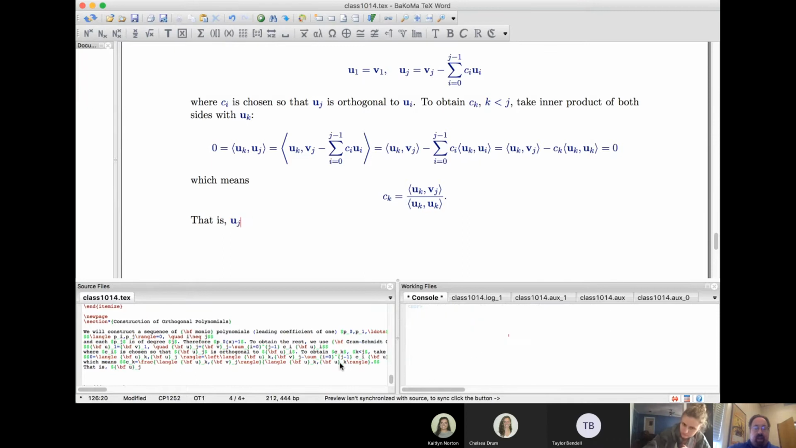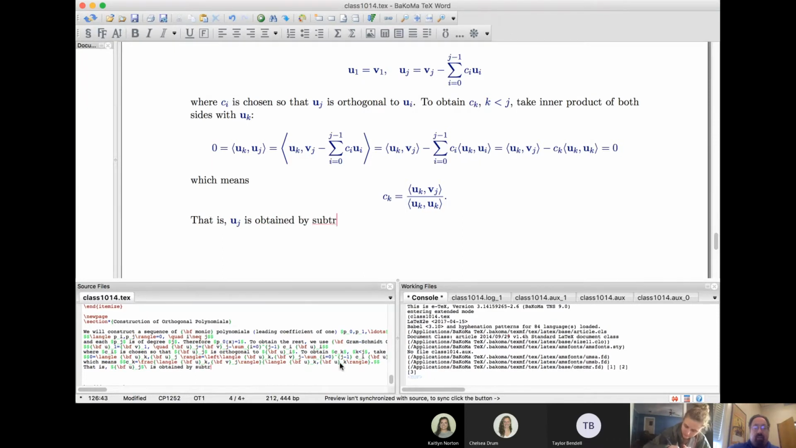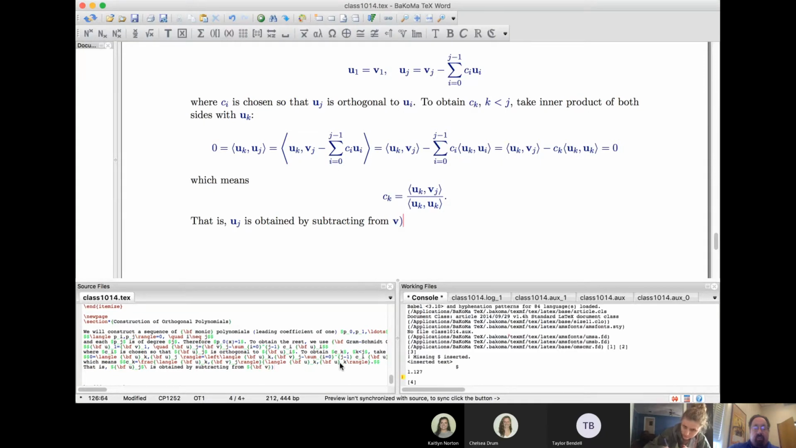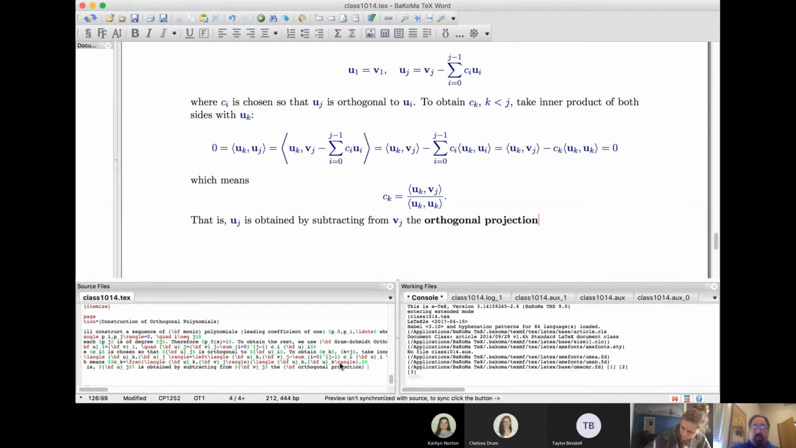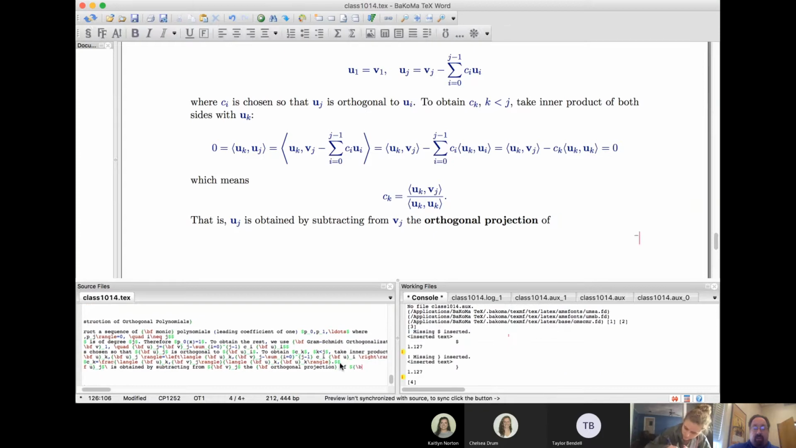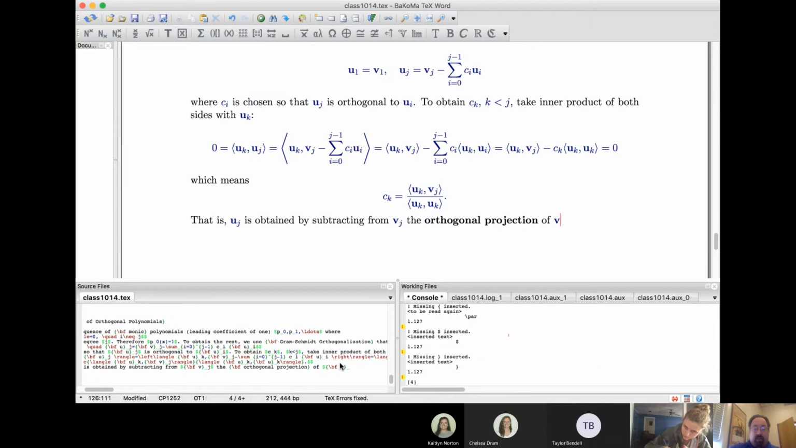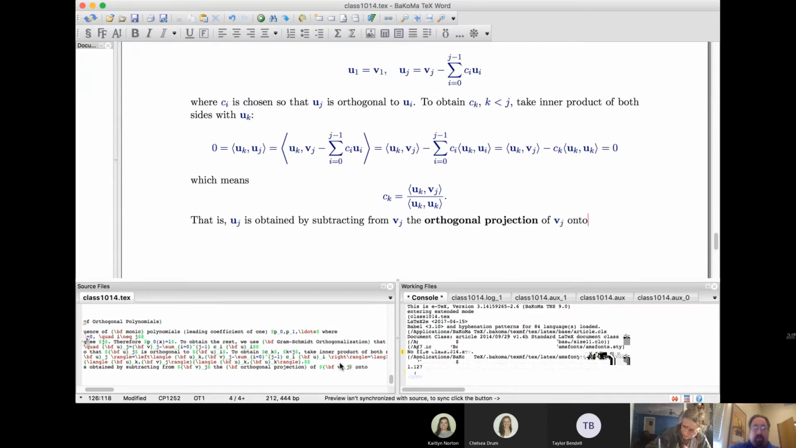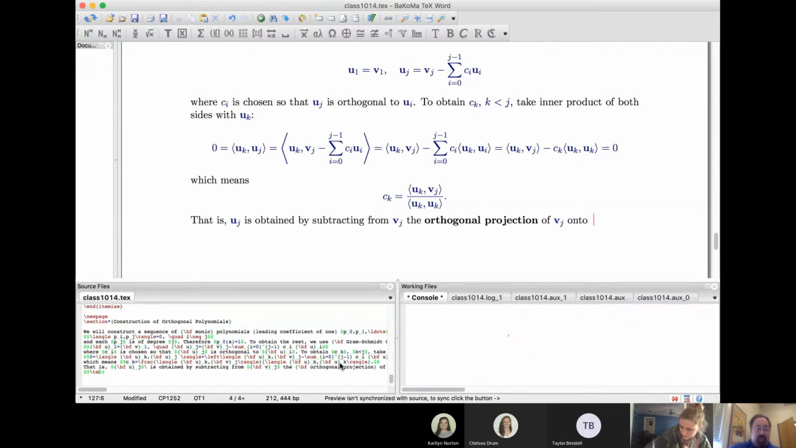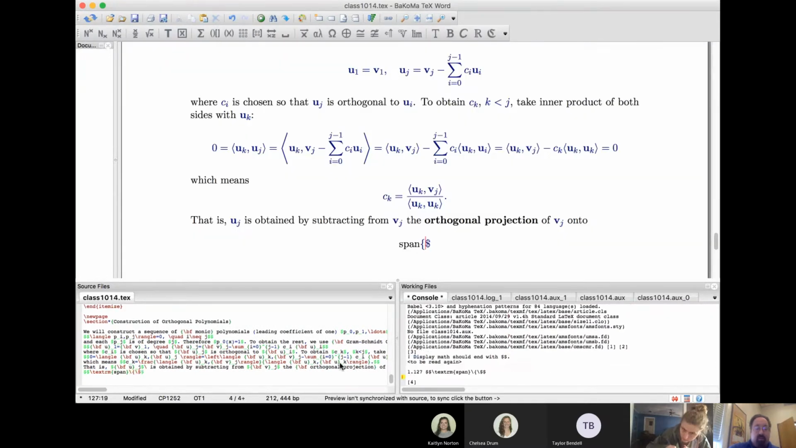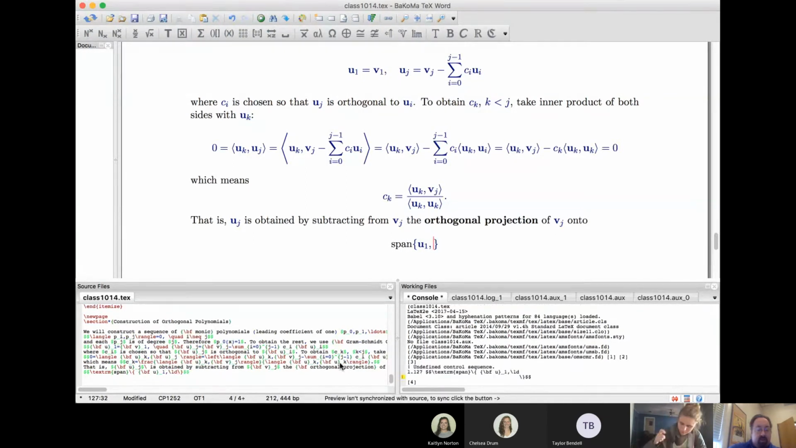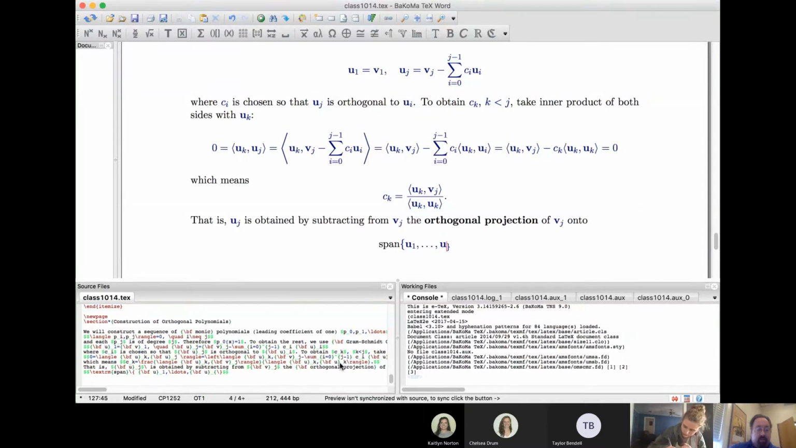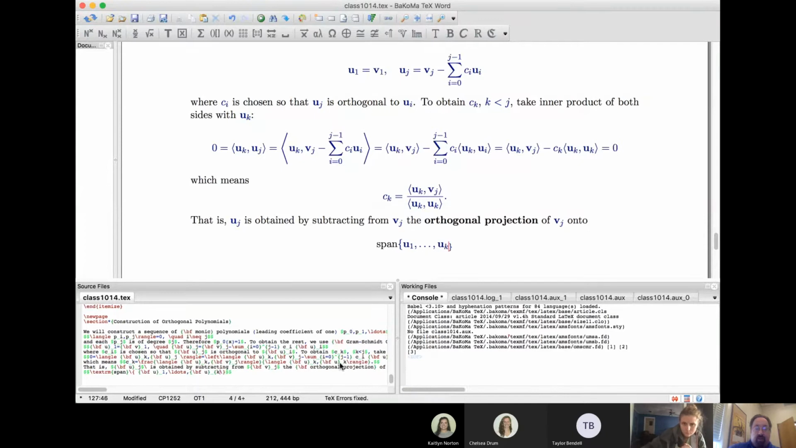So another way of looking at it, the new orthogonal vector uj is obtained by subtracting from vj the orthogonal projection of vj onto this subspace spanned by all the previous orthogonal vectors, u1 up to uj minus 1.